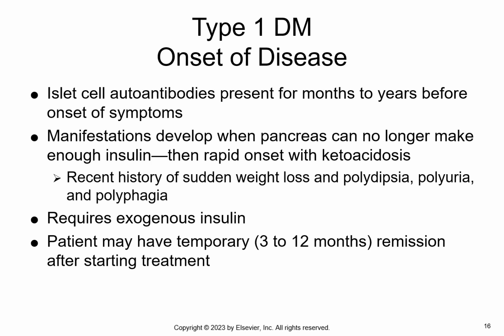Patients often present with impending or actual ketoacidosis. The patient usually has a history of recent sudden weight loss, and the classic symptoms are polydipsia, excessive thirst, polyuria, frequent urination, and polyphagia, excessive hunger.